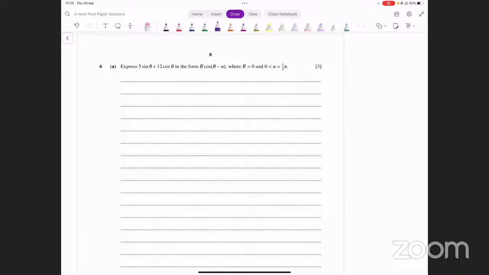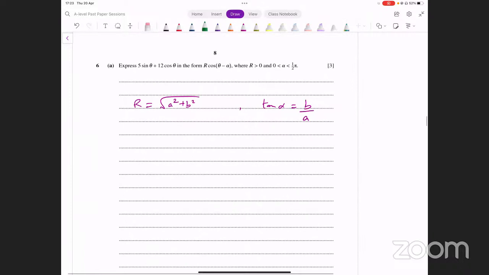So what do you have to do for this? You have these two formulas that you can just remember. R equals square root of a squared plus b squared, and also tan alpha equals b over a. Now, what are a and b here? If you look at the form that you're required to figure out, that's r cos(theta minus alpha).